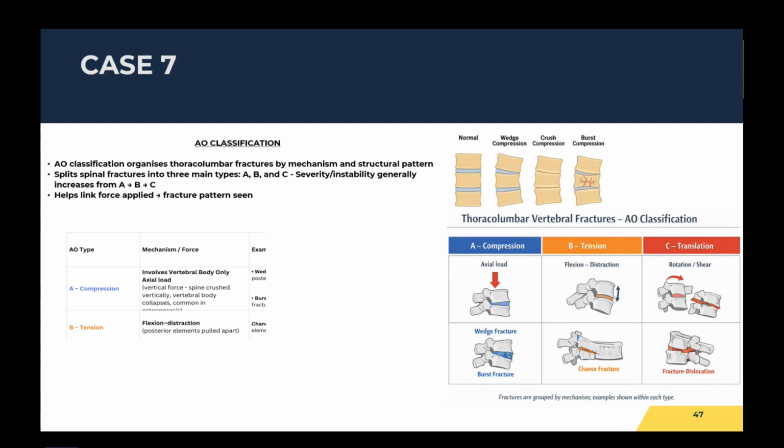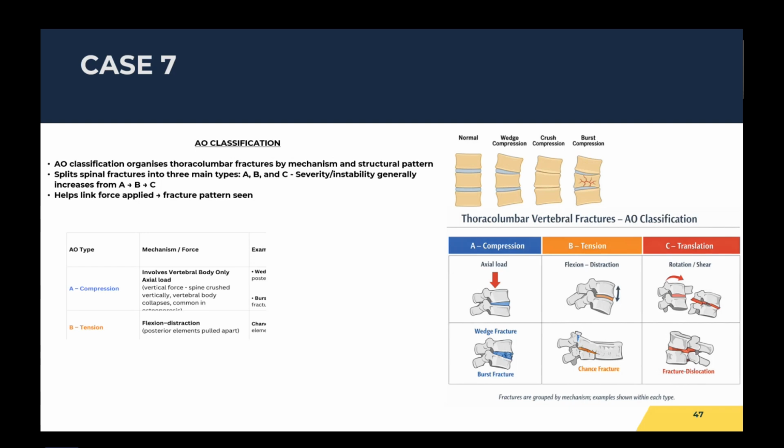So I think the table's slightly cut off here. But type A tends to be compression fractures. So it tends to involve one vertebral body only, and is usually caused by axial loading. And examples of compression fractures are wedge fractures and burst fractures.